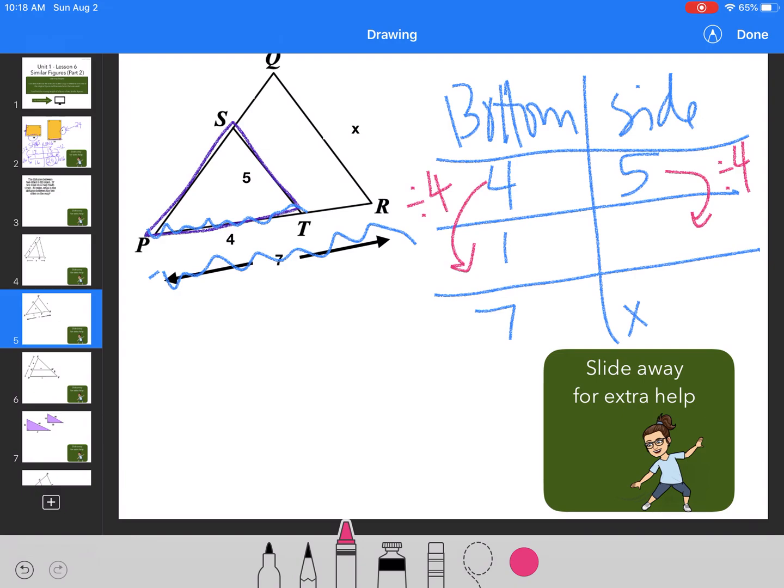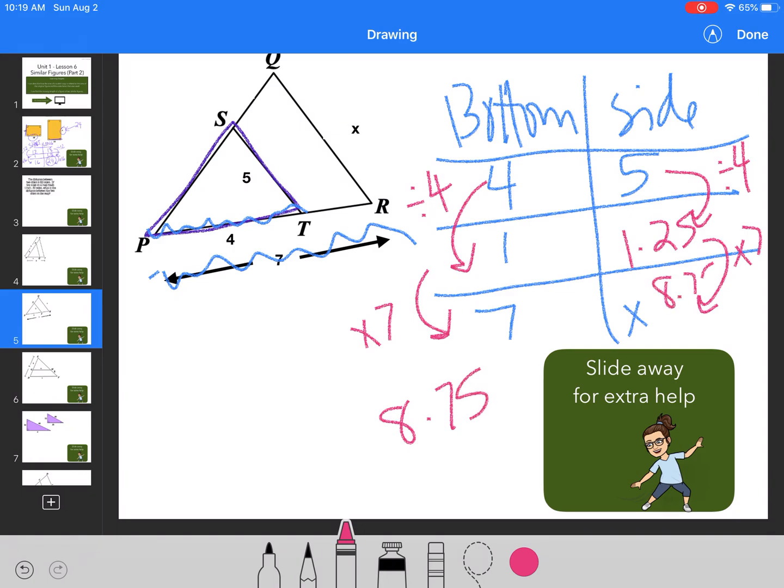So I get 1.25. Then I have to multiply by 7. So I'm going to multiply this side by 7. I can't do that one in my head, so I'm going to use my calculator. So I have 1.25 times 7, and I get 8.75. So that's what x is going to equal.